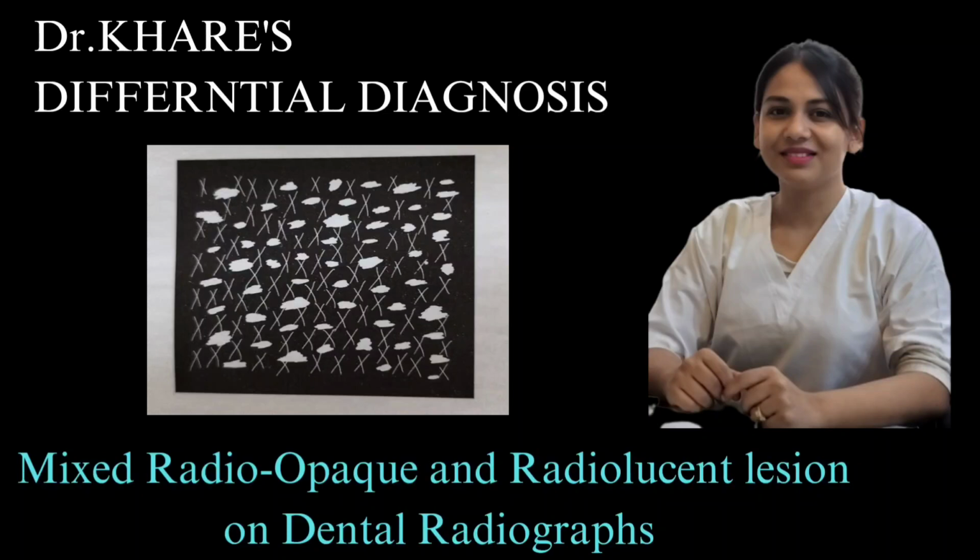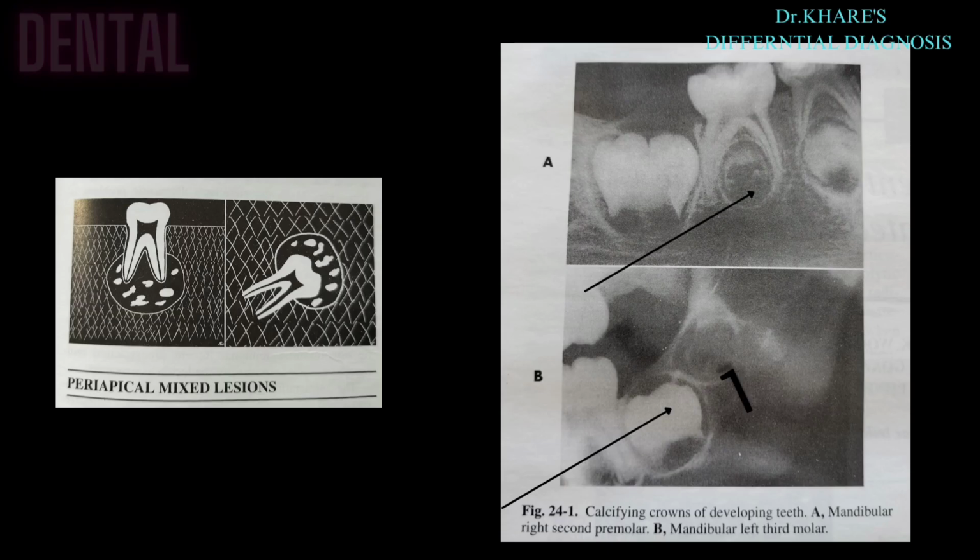Today we are going to learn mixed radiopaque and lucent lesions on dental radiographs. Let's go to the normal structure first. These are the radiographs showing calcifying crowns of developing teeth, where A is the mandibular right second premolar and B is the mandibular left third molar.